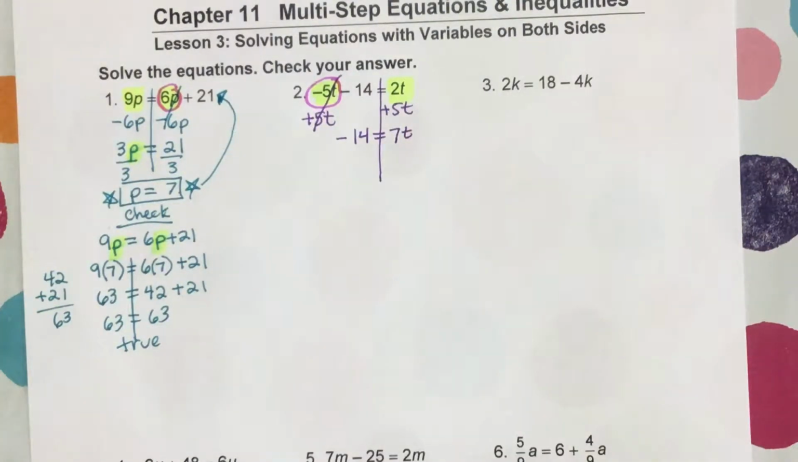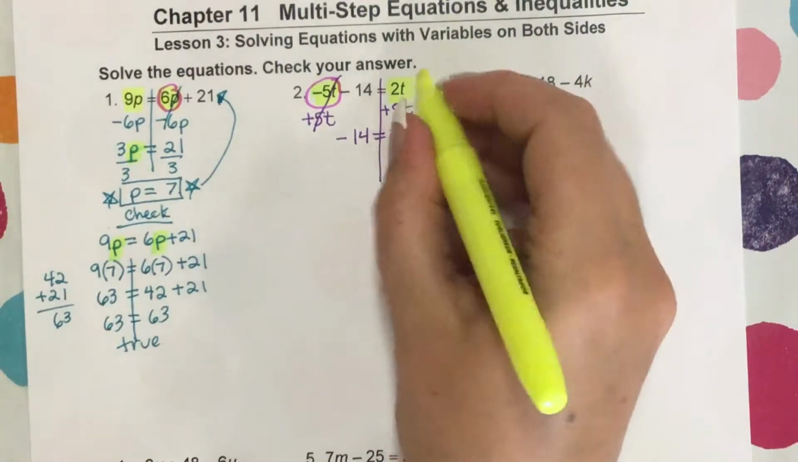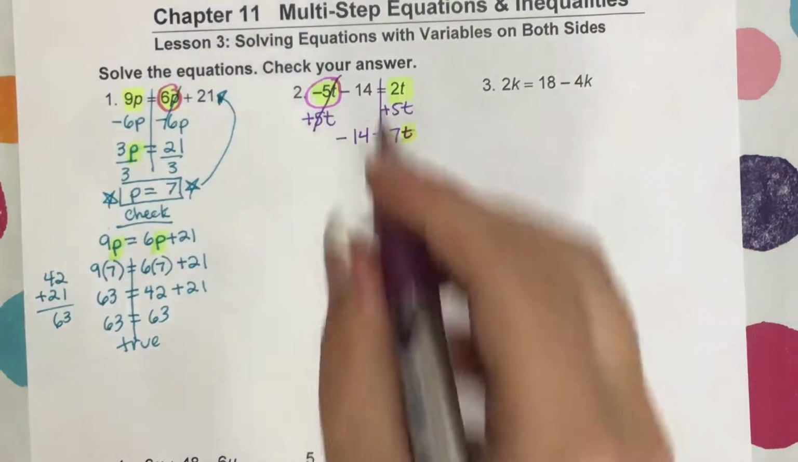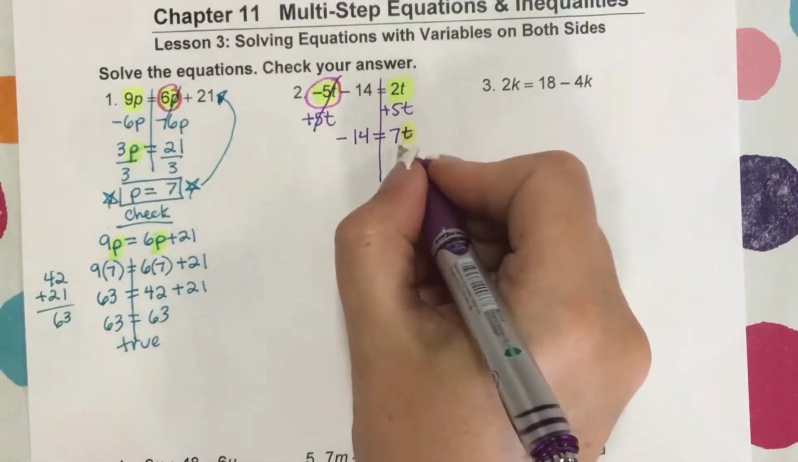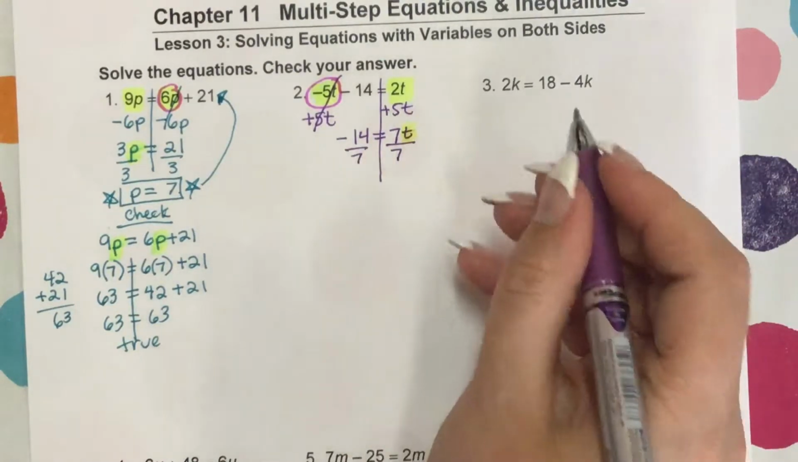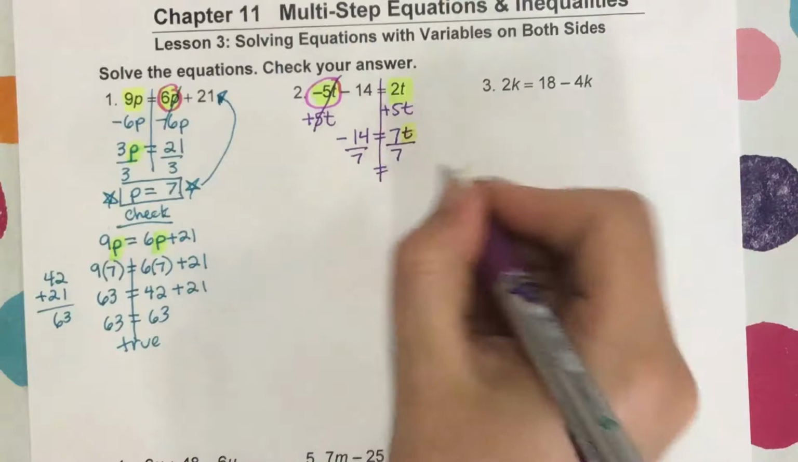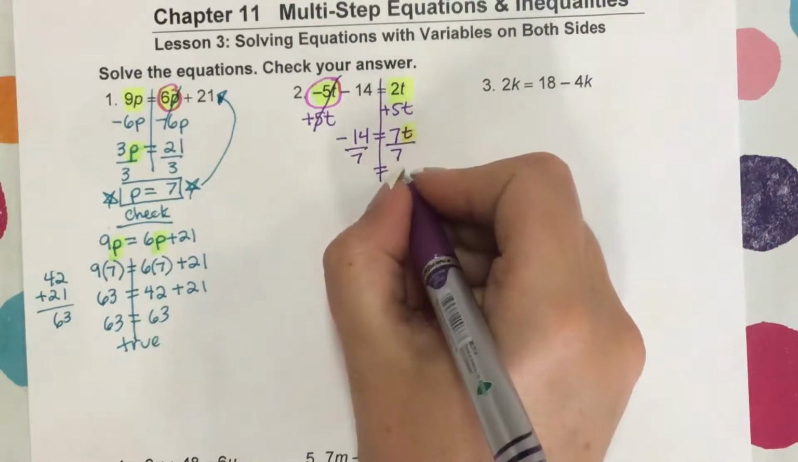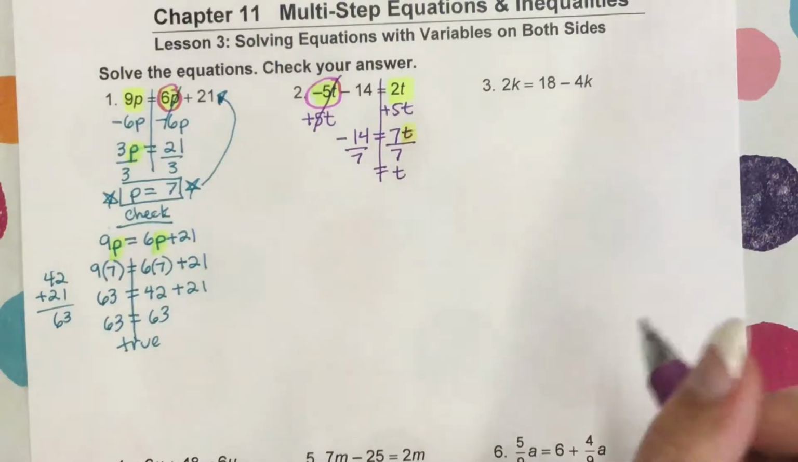Okay? Now I have t right here. I'm trying to get t by itself. It's 7t. So this is 7 multiplied by t. I've got to do the inverse operation of multiplication, which is division. I'm dividing both sides by 7. 7 divided by 7 is 1. 1 times t is just t. Now I have t by itself.